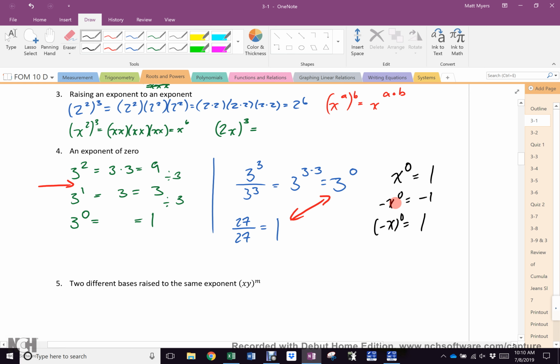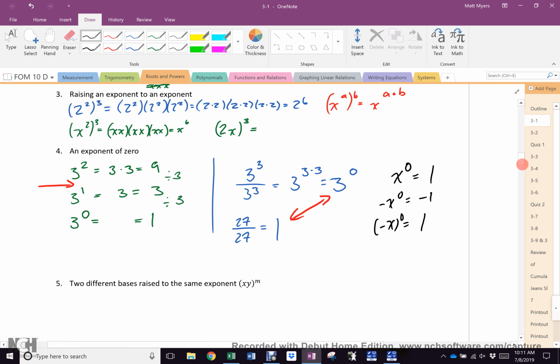Why is this one -1? Because the negative is outside the brackets. The base is still 1, and then there's a negative out in front. Is everybody cool with number 4? I've spent a lot of time on number 4 because it's going to make number 7 make sense. Is everybody cool? All right.